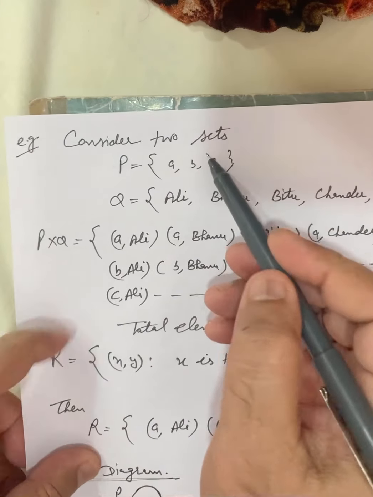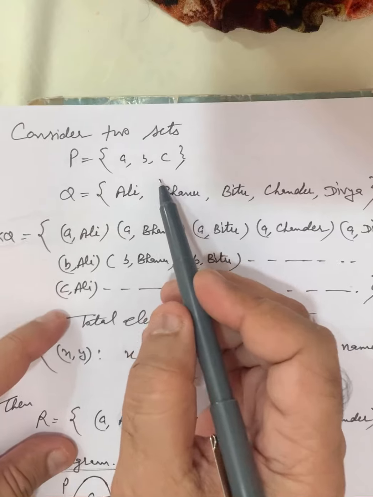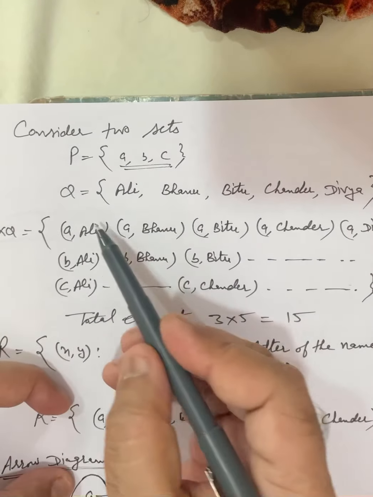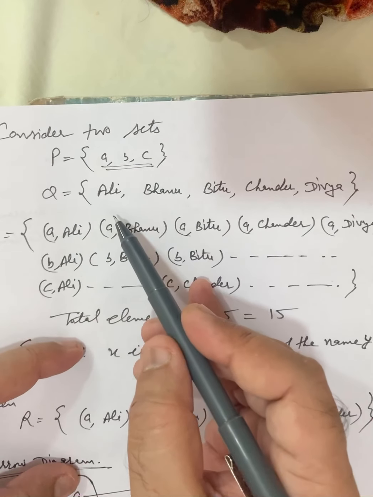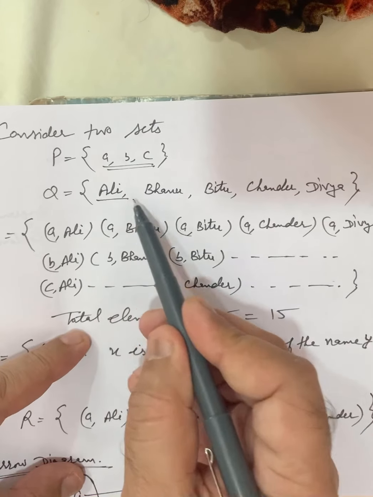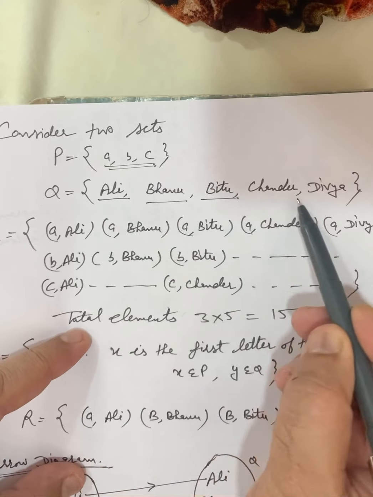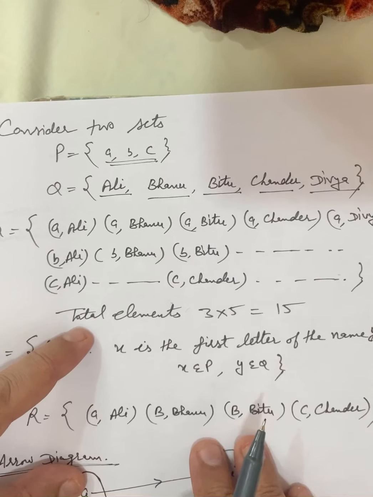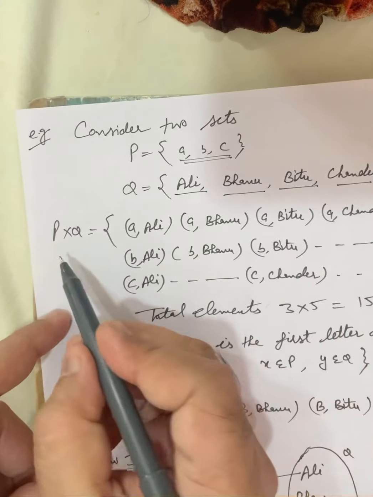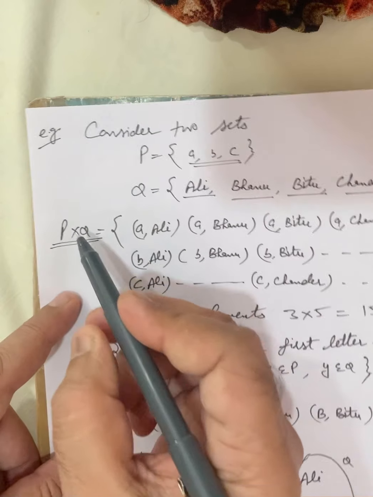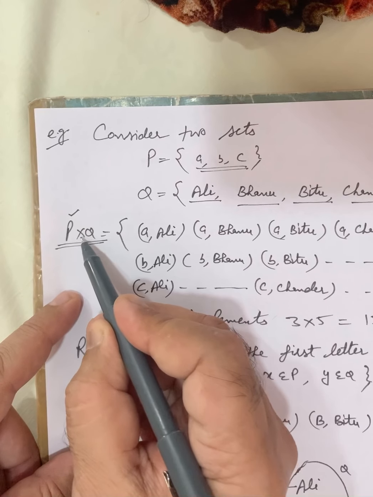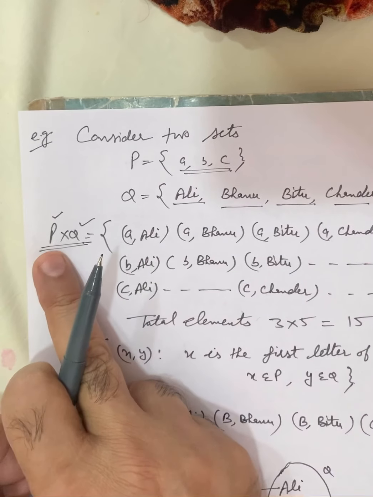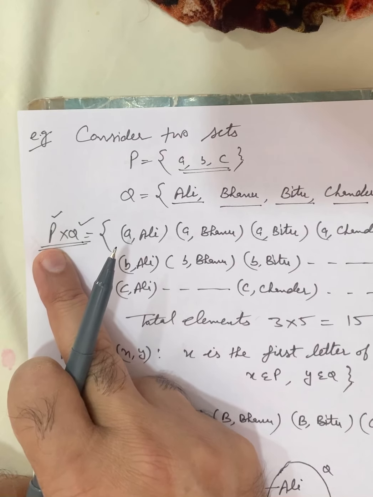Now consider two sets. The first set P has elements A, B, C. There are 3 elements in the set P. Q has 5 elements, a set of the names of a few persons: Ali, Bhanu, Bittu, Chandar, Divya. There are 5 names in the set Q. Now first of all we form the Cartesian product of P and Q. We write P first, and form the Cartesian product with Q. So we take the elements of P first while forming the ordered pair.